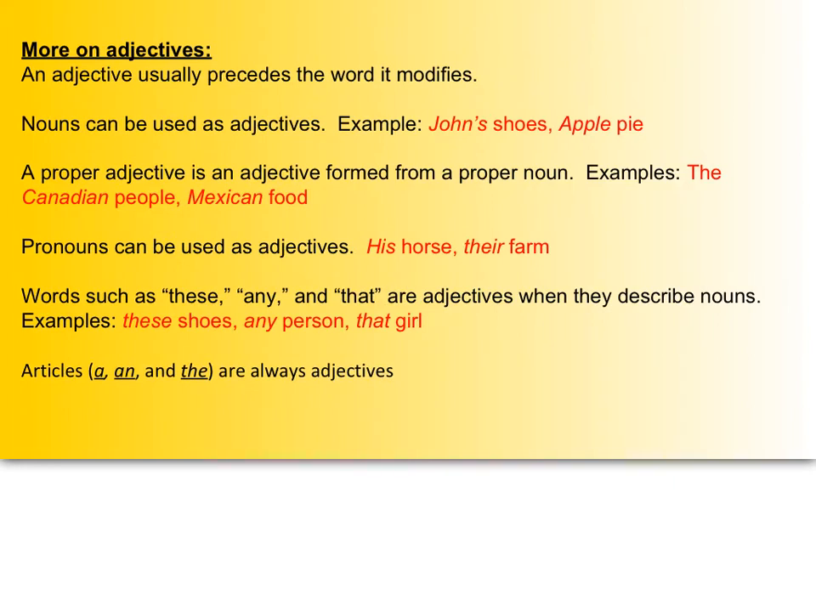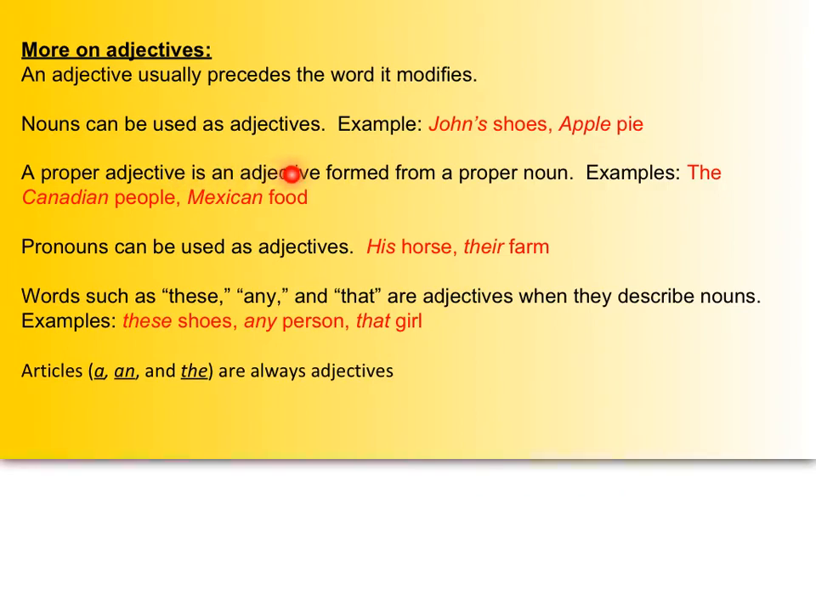These are just some additional notes on adjectives. An adjective usually precedes the word it modifies. It usually comes just before it. Nouns can be used as adjectives. John's shoes, apple pie. Obviously, John and apple could also be working as nouns if they didn't have a noun that they were modifying. In this case, they are working as adjectives.